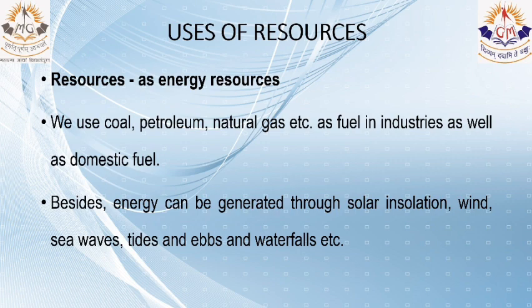Then petroleum. The petroleum or the crude oil that we get from under the ground is pumped out, and then it is sent to the petroleum refineries, where with the help of the distillation process we get different items from crude oil: petrol, diesel, jet fuel, kerosene, lubricants, etc.